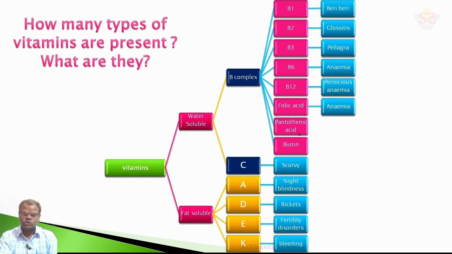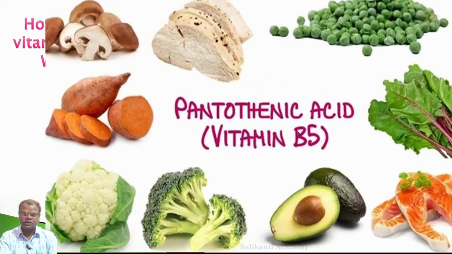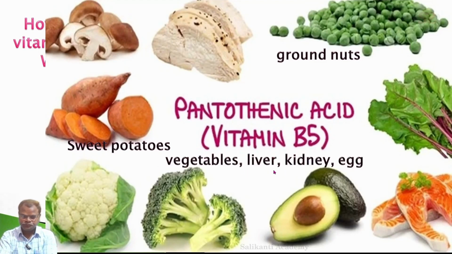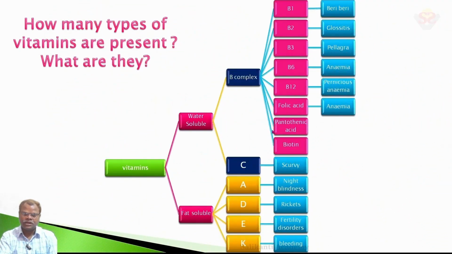The major source of pantothenic acid is this. Pantothenic acid is also called vitamin B5. Groundnuts have more vitamin B5, pantothenic acid. Sweet potatoes, vegetables, liver, kidney, and egg also have this pantothenic acid. Lack of pantothenic acid causes burning feet.